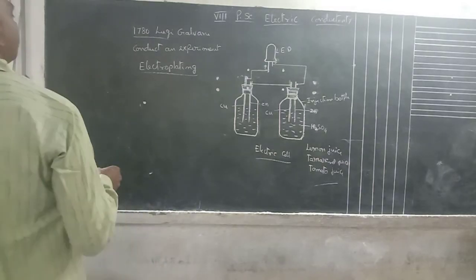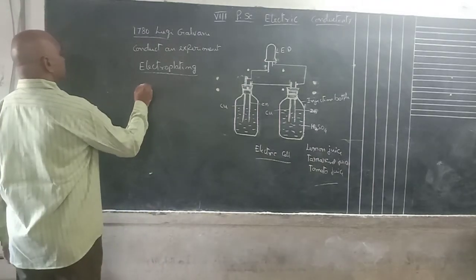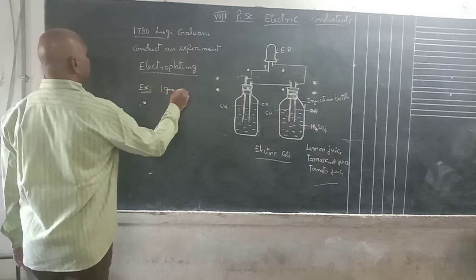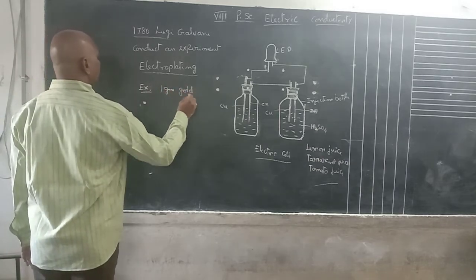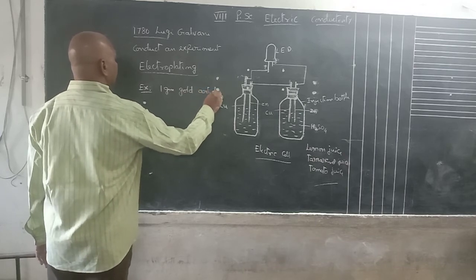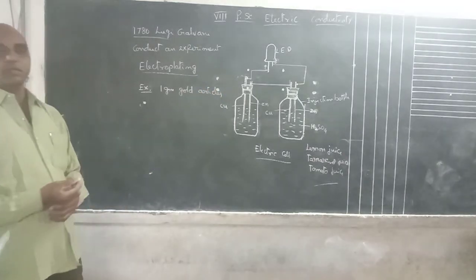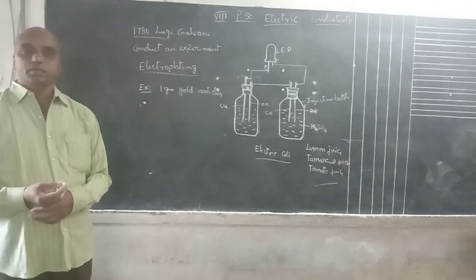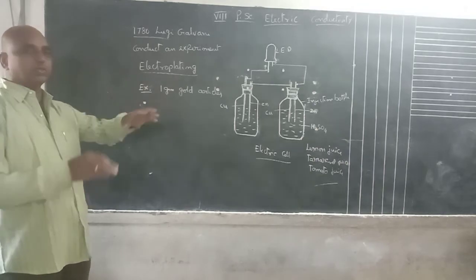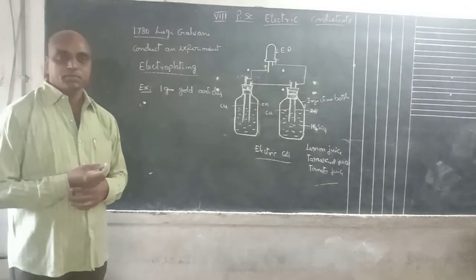For example, 1 gram gold articles. Here 1 gram gold articles means they look like gold, but they are not completely gold. Just 1 gram of gold is coated on those articles.